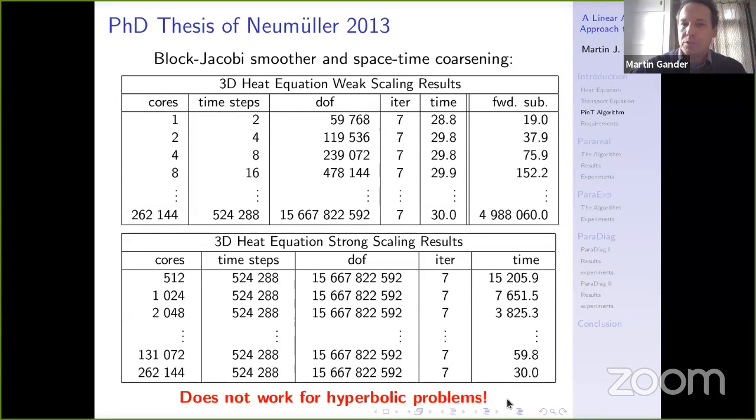But unfortunately, it does not work at all for hyperbolic problems. And this we saw in the implementation, and we also saw it in the analysis. And one should probably have published this negative result for hyperbolic problems, because it's important to know that this is an algorithm type that really needs the parabolic nature of this block matrix system.